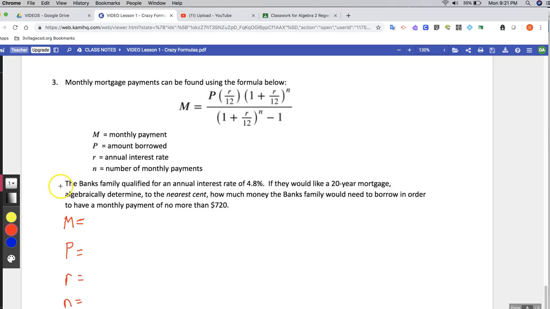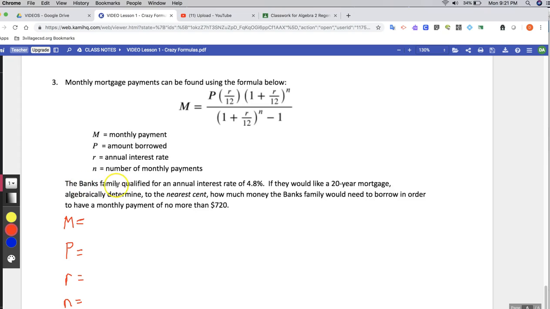So let's jump right into example number 3. As you can see, there's a big crazy formula that we're going to use. Monthly mortgage payments can be found using that crazy formula. We're told exactly what each part of the formula is. M is our monthly payment, P is the amount borrowed, R is the annual interest rate, and N is equal to the number of monthly payments.